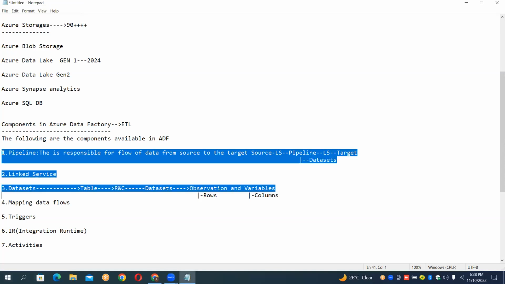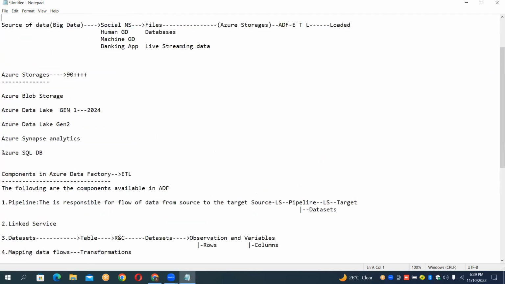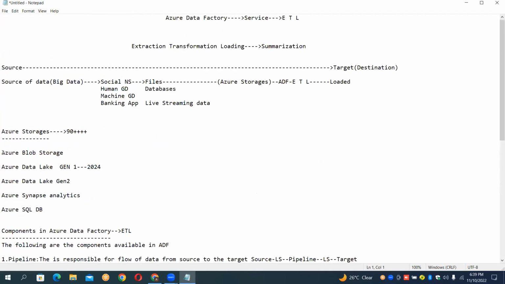data set. Now, guys, mapping data flows means what? Ultimately, these are nothing but transformations. Transformations are nothing but what? Ultimately, whenever you want to perform the job of ETL. What is that? ETL. Now, guys, what do you mean by E? E stands for extraction. T stands for what? Transformation.